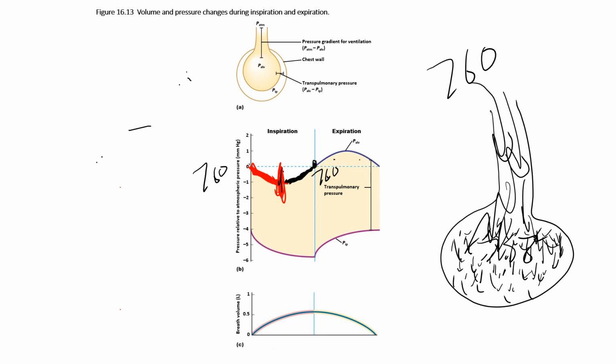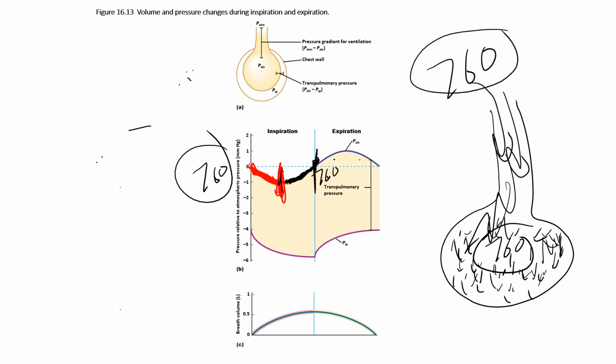And this will continue to happen until intra-alveolar pressure and atmospheric pressure equilibrate, right? They become exactly the same. And then there won't be a gradient anymore. So that's why you get stuck right here at the end of inspiration. Atmospheric pressure and intra-alveolar pressure become identical again at the end of inspiration.